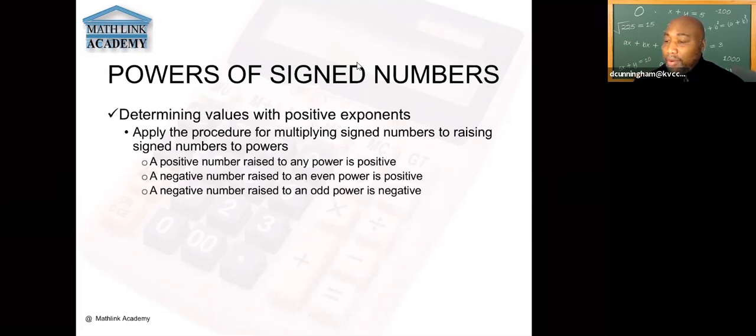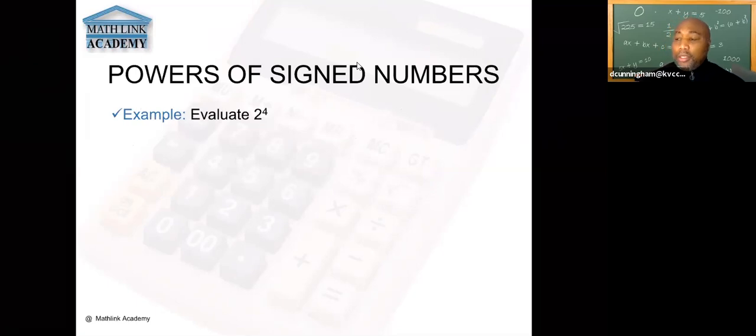Again, the key I want to show you for the last two is important. If you have a negative number and you're raising it to an even power, your answer is positive. If you have a negative number, you're raising it to an odd power, your answer is negative. And we can look at some examples for that. So let's look at this. It says evaluate 2 to the 4th.